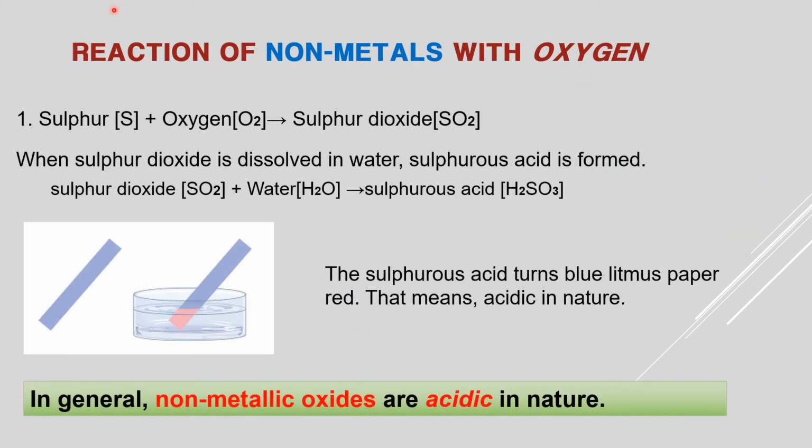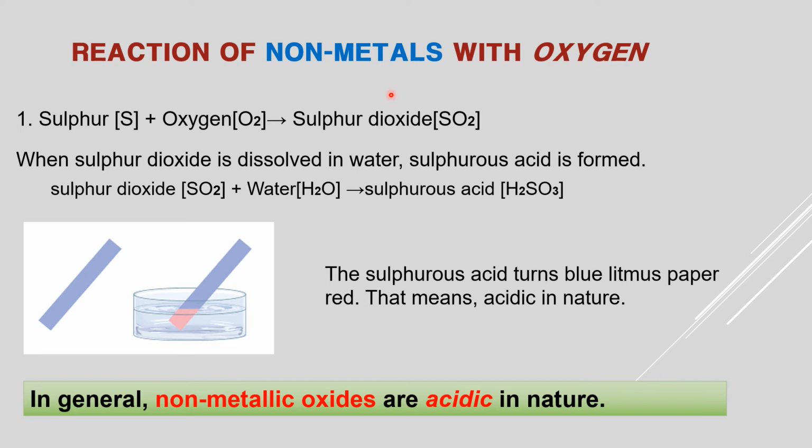Next is reaction of non-metals with oxygen. Non-metals like sulfur or carbon, okay, the phosphorus, these are the examples of non-metals. So first we learned metals with oxygen. Metals with oxygen, we get what? Metal oxide. Okay, don't forget, metal plus oxygen gives metal oxide. Now we are going to learn how non-metals react with oxygen.